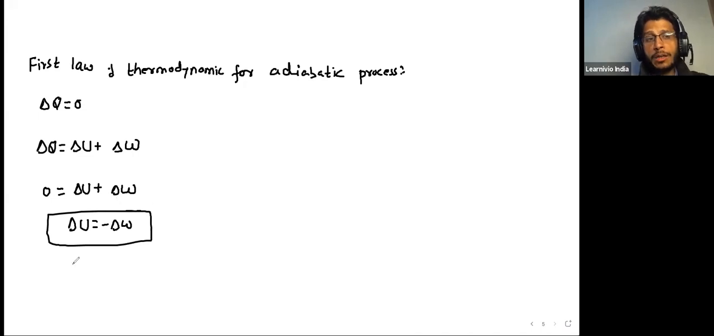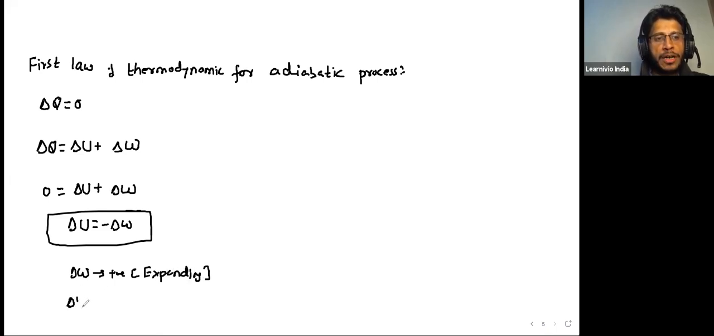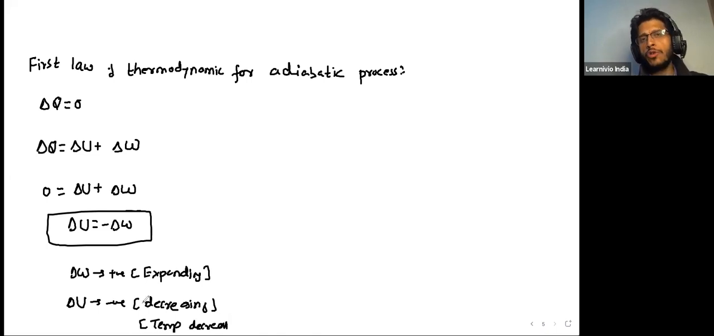Delta U is minus delta W means if delta W is positive, your gas is expanding. That means your delta U is negative. Delta U is negative means internal energy is decreasing. If internal energy is decreasing, that means temperature is decreasing. And similarly, if delta W is negative, your gas is compressing.